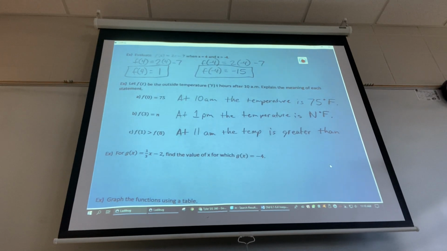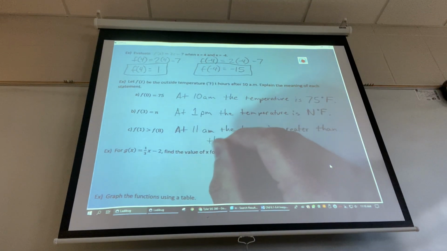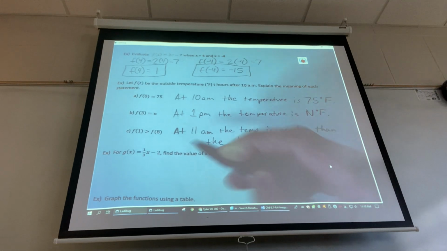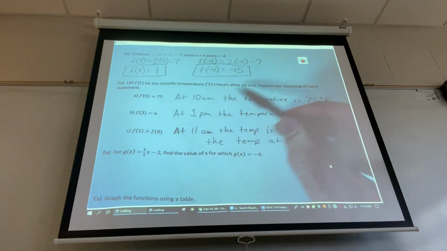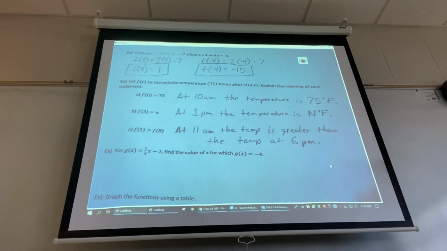But if you're uncertain, just use the inequality symbol definition, right? So at 11 a.m., the temp is greater than what? The temperature at, and you guys said 6 a.m.? I'm sorry, 6 p.m. Is everybody okay with getting that? Yes. 6 p.m. All right.